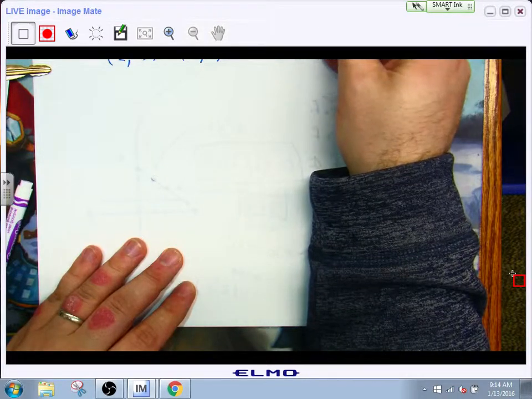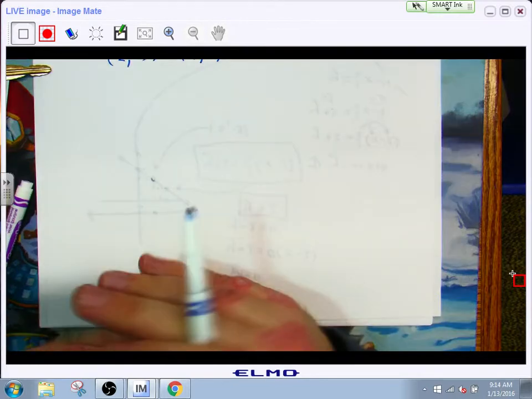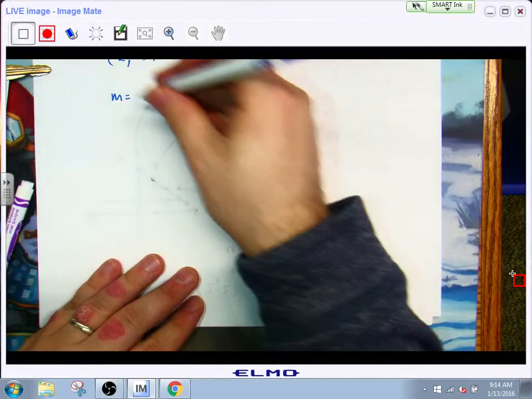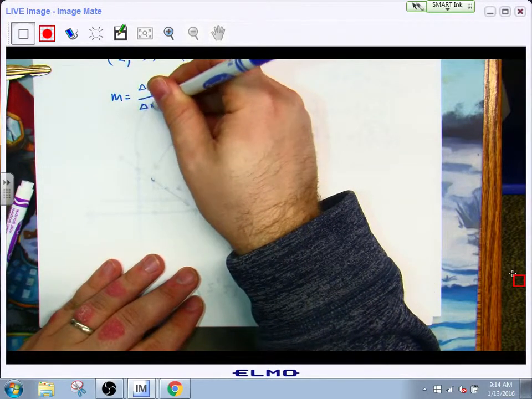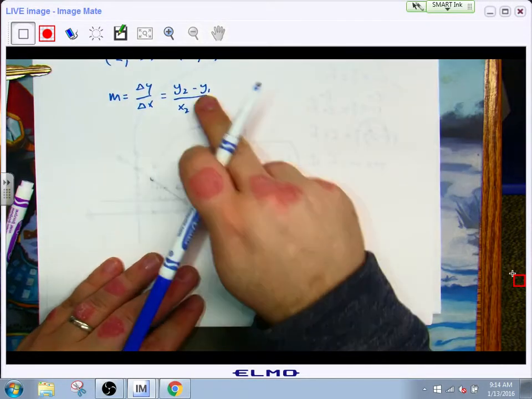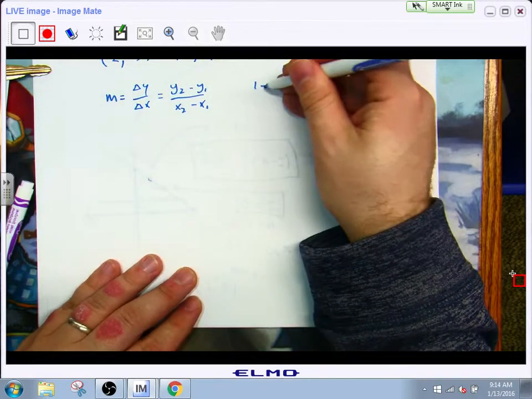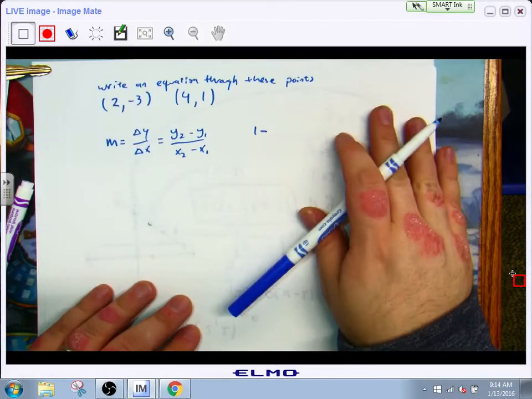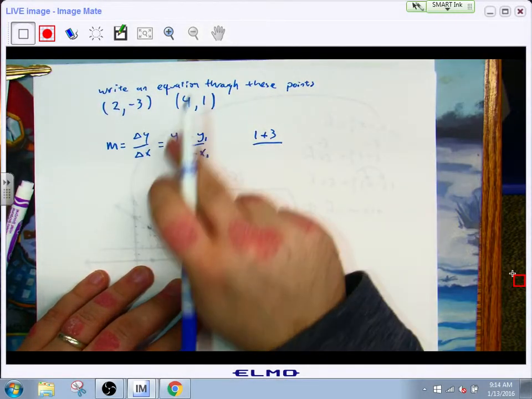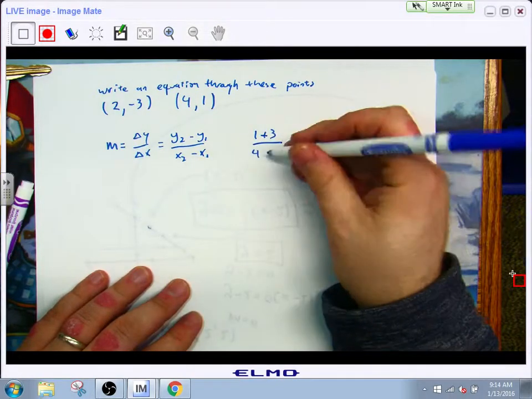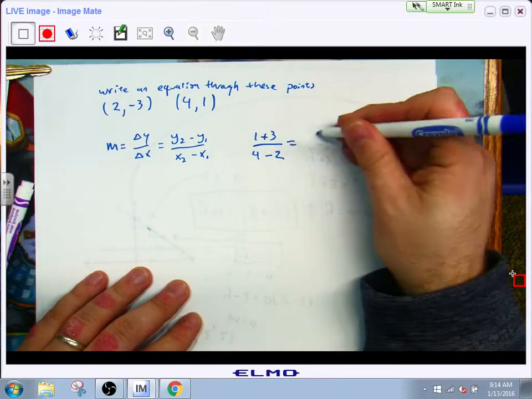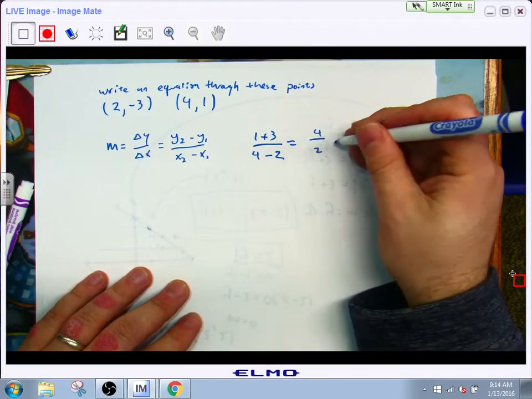And so we have points, but we just need slopes, right? Well, luckily we know how to find the slope. We have the slope theorem. Delta y over delta x, which is y2 minus y1 all over x2 minus x1. So I can just apply this. y2 is 1. y1 is negative 3. x2 is 4. x1 is 2. 1 plus 3 is 4. 4 minus 2 is 2. 4 divided by 2 is 2.